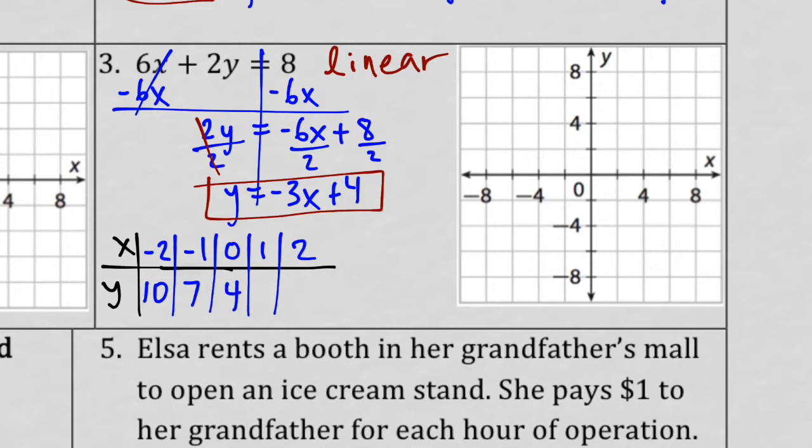The last two, plug in 1. Negative 3 times 1 is negative 3, right? Negative times positive is negative. Negative 3 plus 4 is 1. And the last one, negative 3 times 2, we're plugging in 2. Negative 3 times 2, that's negative 6. Negative 6 plus 4 is negative 2. There you go. Those are your points, and we're going to graph them.